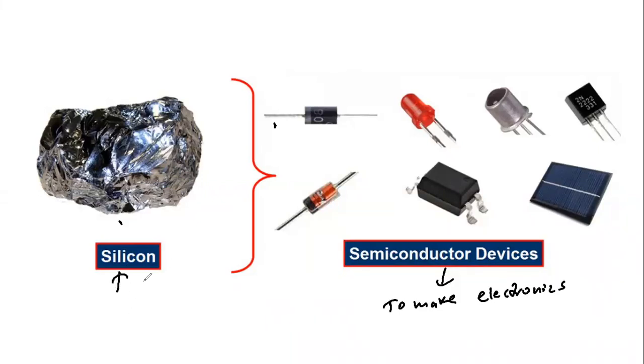So silicon is the raw. Okay, good. How many of you are doing? Only 4 of you, right? 5. Very good. Right, good.